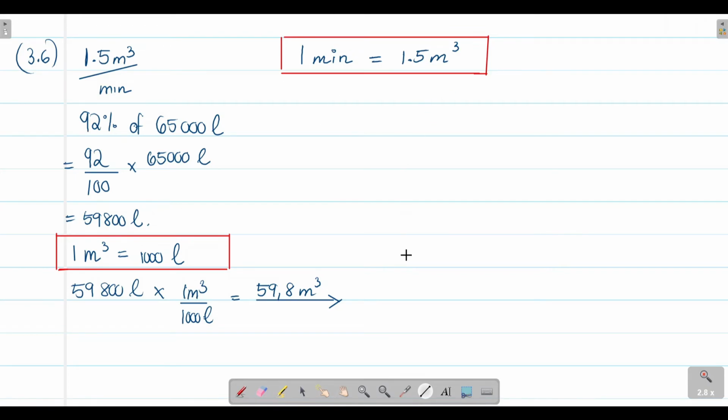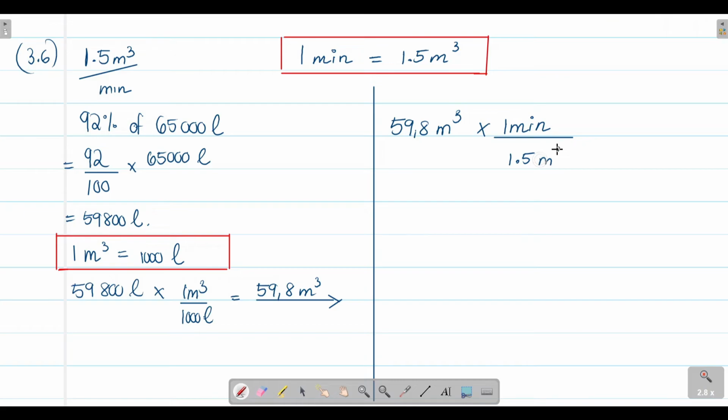Using this conversion that was basically given to us, we're going to take that 59.8 meters cubed. We want to convert these meters cubed into minutes because we want to determine how long it will take for us to fill this pool. So you multiply by what you want, your units in minutes, divided by what you have: our time divided by 1.5 meters cubed.